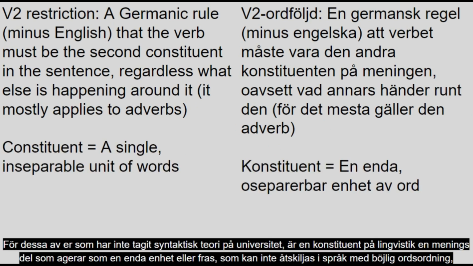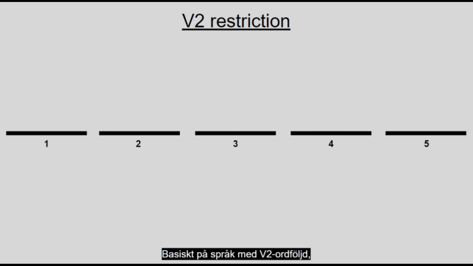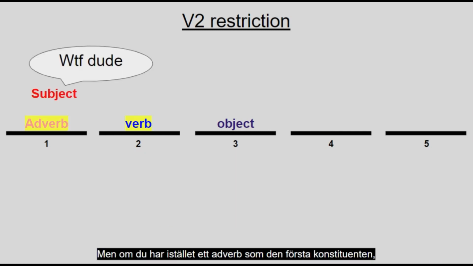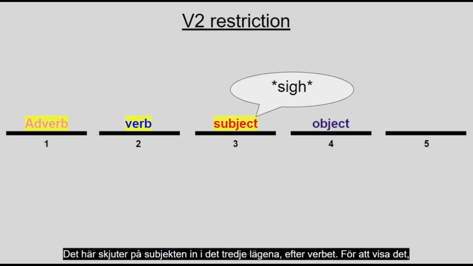For those of y'all who haven't taken syntactic theory in college, a constituent in linguistics is a part of the sentence that acts as a single unit or phrase that can't be separated in languages with flexible word order, and not a person represented by an elected official. That's something else. Basically, in languages with V2 restriction, normally you would have the subject as the first constituent and the verb as the second, and everything's all good. But if you instead have an adverb as the first constituent, the rule states that the verb still needs to be the second constituent. This pushes the subject into the third position after the verb.